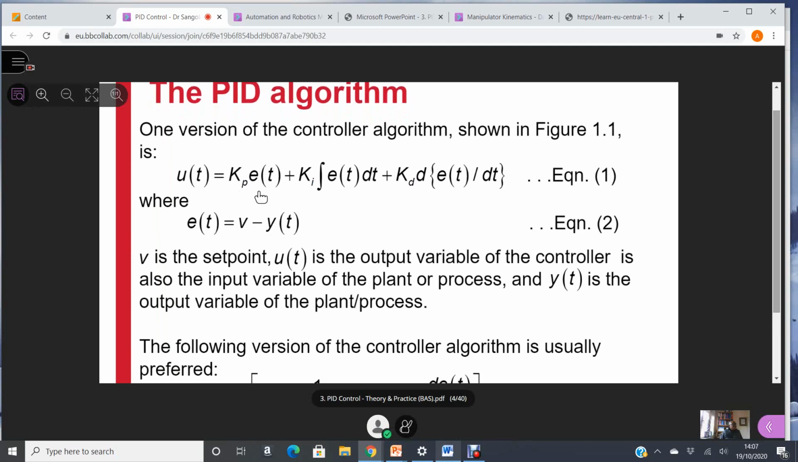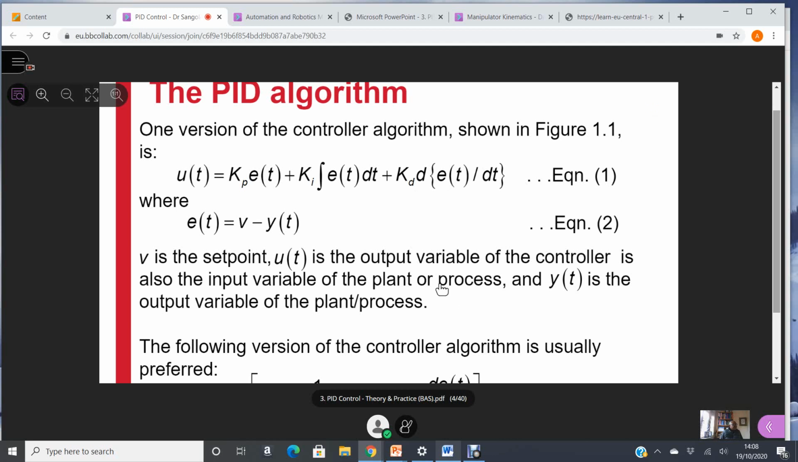So you've got three things. You've got the proportional part, which looks at the present. You've got the integral part, which looks at the history of the error signal. And then you've got the derivative part, which sort of looks into the future because it is anticipatory. It is looking at the rate of change of the signal.